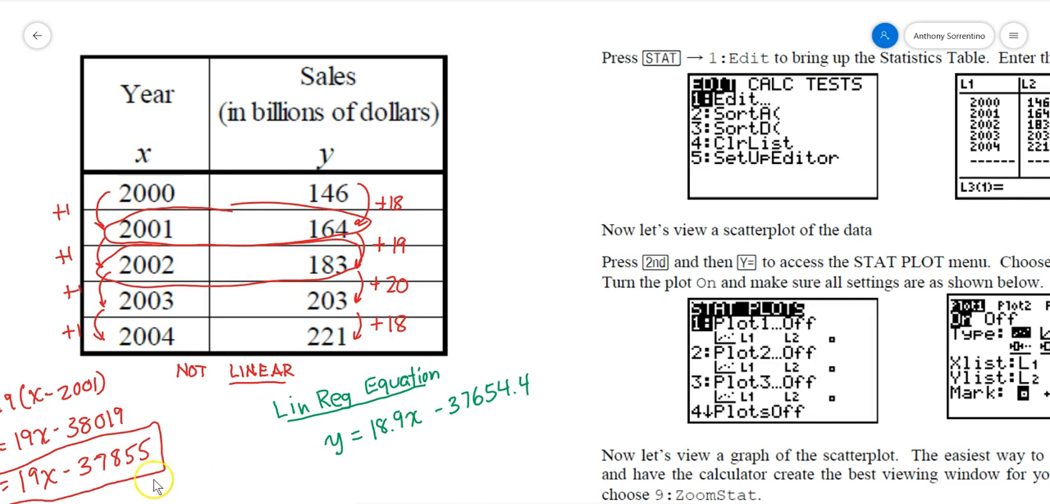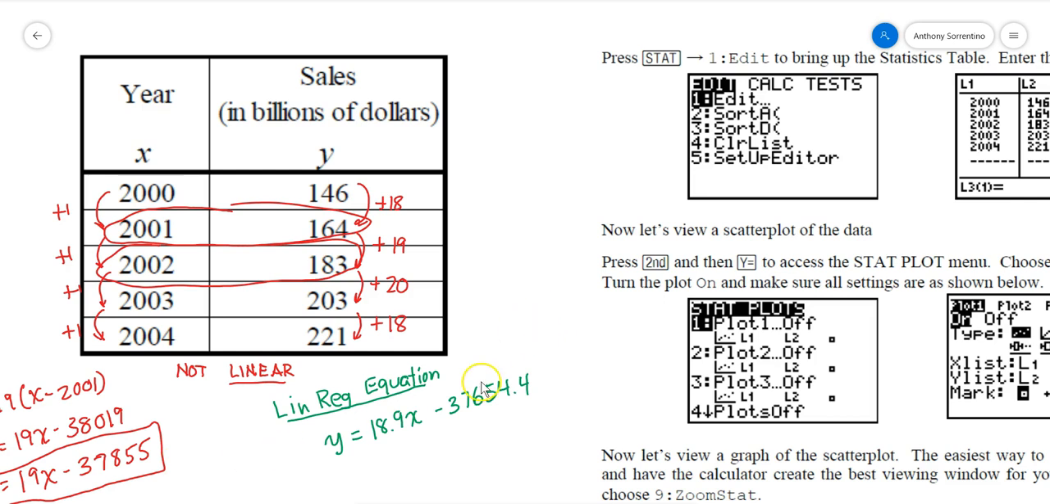You might say, well, 37855 and negative 37654.4, that's a much more substantial difference. Not so much when you're dealing with billions. This is 37,654 billions of dollars, and this is 37,855 billions of dollars. Comparatively, they're not that far apart from each other.